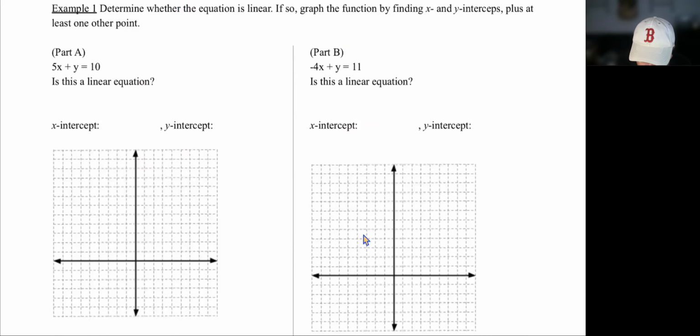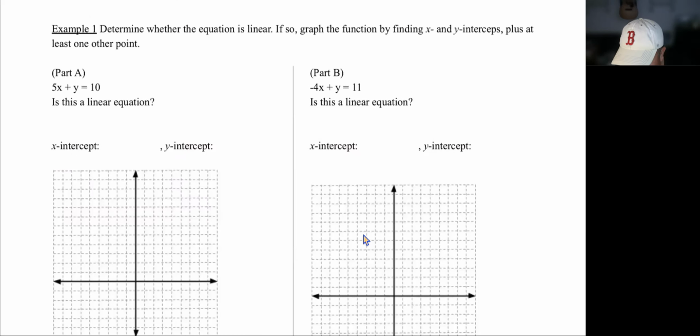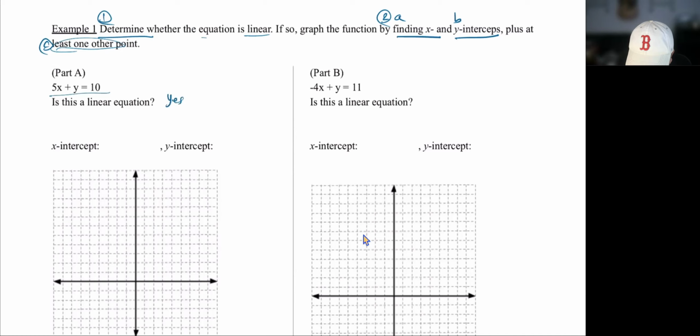As usual, whenever you're doing a problem, please read the question carefully. Look for the verbs, guys. Determine. What are we determining? That the equation is linear. If so, graph the function by finding the x and y intercepts, plus at least another point. The question is, is this a linear equation? The answer is yes. Why? Because it conforms to the standard form.